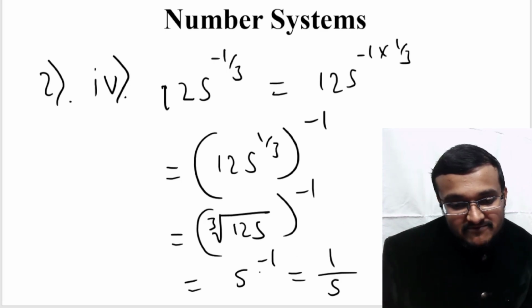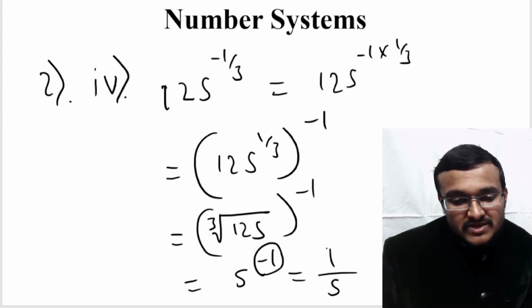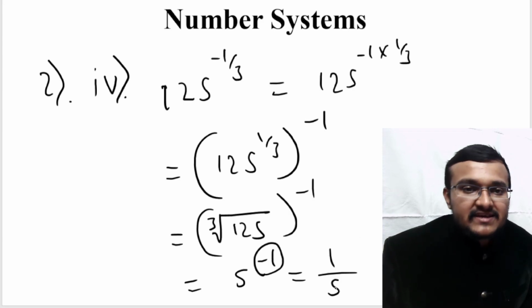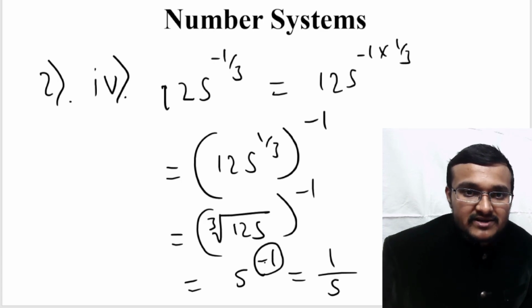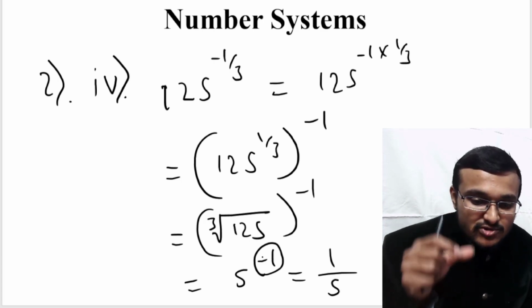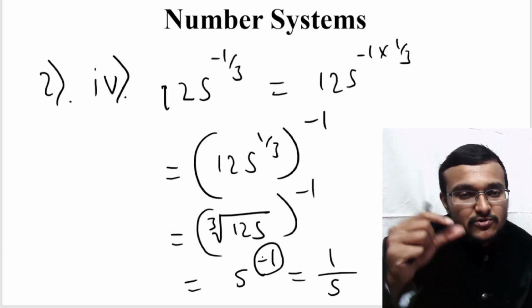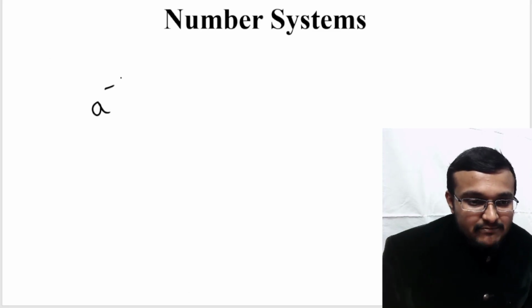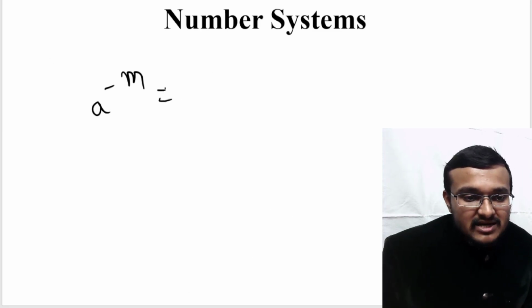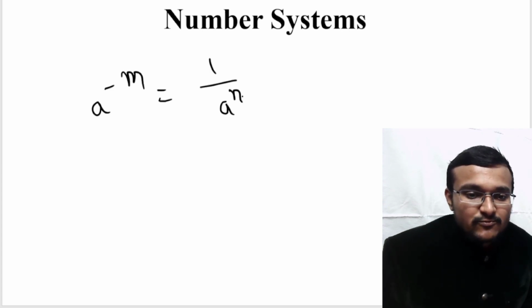So for example, if I have 5 power minus 1, then 1 by 5 you have to take. So whenever you have minus in the power, you have to put that entire term to the denominator and make the power value positive. So, for example, if you have a power minus m, then it becomes plus m if this particular a goes to the denominator, that is 1 by a power m.